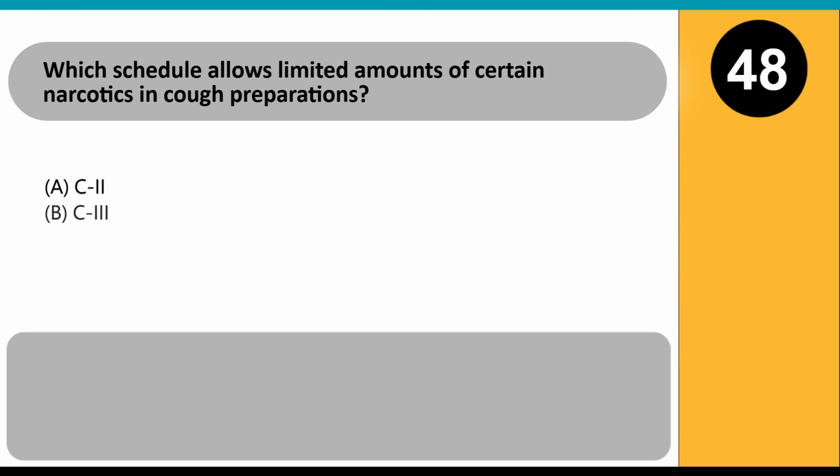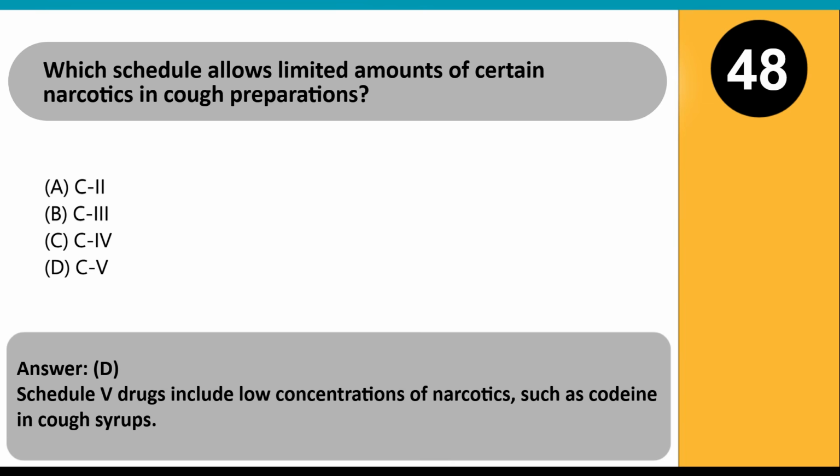Which schedule allows limited amounts of certain narcotics in cough preparations? A. C2. B. C3. C. C4. D. CV. Answer: D. Schedule 5 drugs include low concentrations of narcotics, such as codeine in cough syrups.